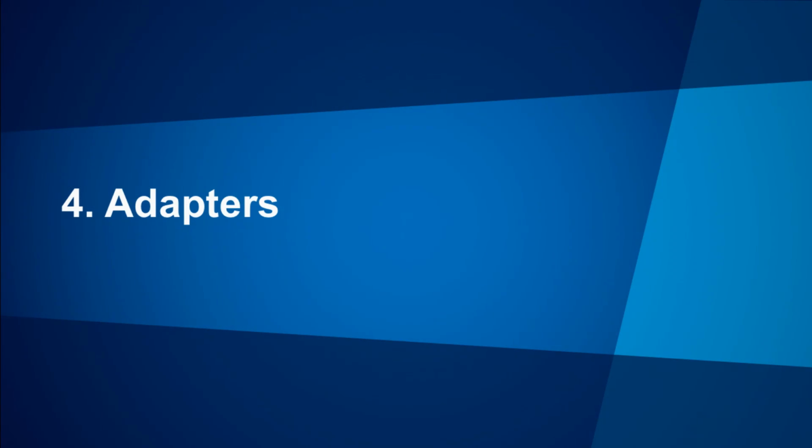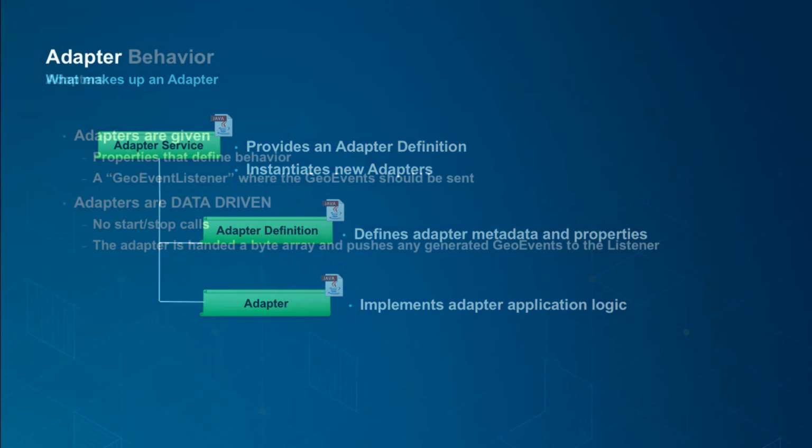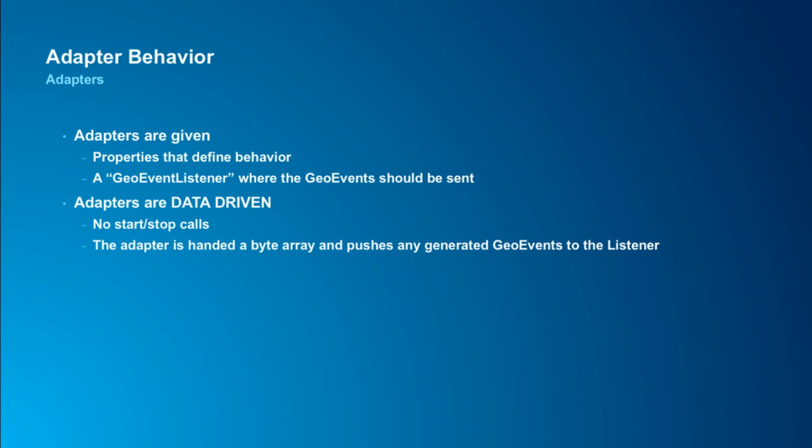Let's talk about the adapters. Similar to a transport, an adapter is packaged as a jar file with several classes in it. The adapter has a definition, just like transport does, which provides metadata of the component, things like name, description, and the properties. It also contains the functional code, which is the adapter in this case. The adapter implements the application logic. And there is the adapter service. Just like the transport service, it consumes the definitions and serves as a factory for instances of the adapter. The behavior is slightly different.